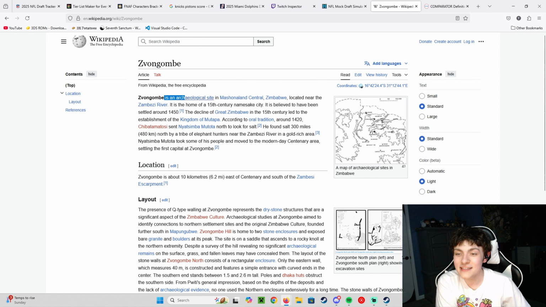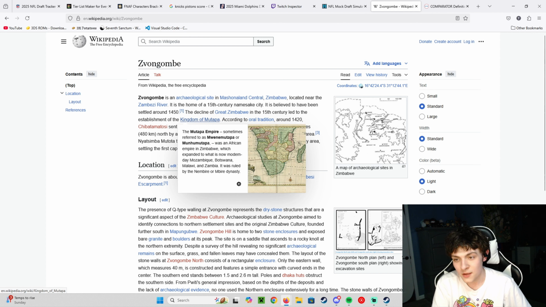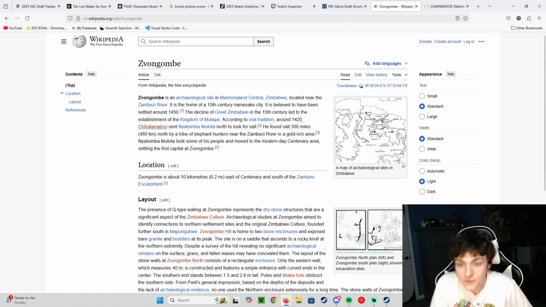Zimbabwe! It is an archaeological site in Mashonaland, central Zimbabwe, located near the Zambezi River. It is the home of the 15th century namesake city. It is believed to have been settled around 1450. That's a little older than I am. The decline of the Great Zimbabwe in the 15th century led to the establishment of the Kingdom of Mutapa. According to oral tradition, around 1420, Chibata Matosi sent Nyatsimba Mutota north to look for salt. He found salt 300 miles north of a tribe of elephant hunters near the Zambezi River in a gold-rich area. Nyatsimba Mutota took some of his people and moved to the modern-day Centenary area, settling the first capital at Vangombe.